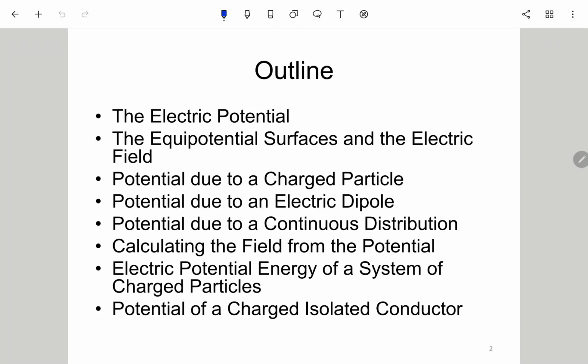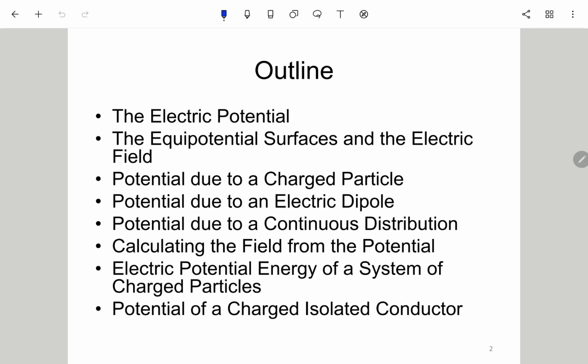Okay, so this is the outline of chapter 24 about the electric potential. So first, of course, we will introduce the definition of the electric potential. Second, we will talk about equipotential surfaces, which are related to the electric field lines. Actually, they can be plotted in the same graph, and the equipotential surfaces and the electric field lines have some relationship, and the E field.